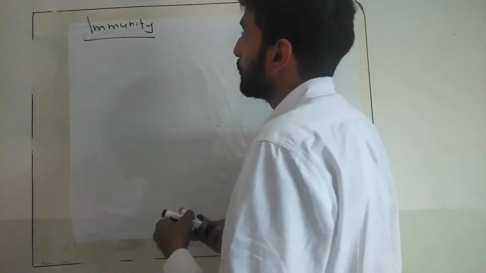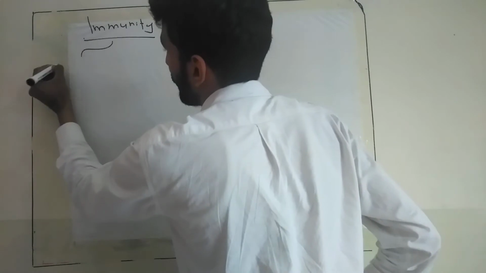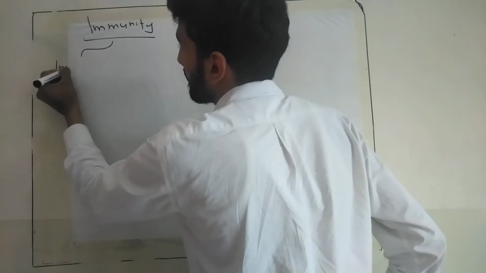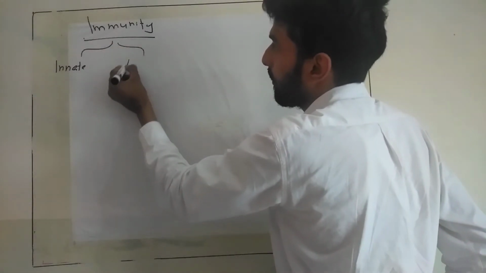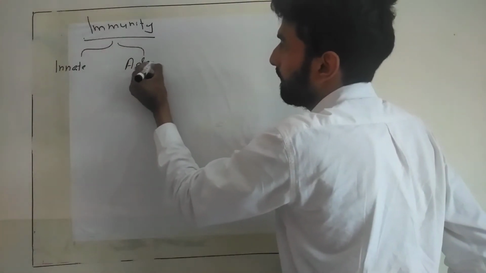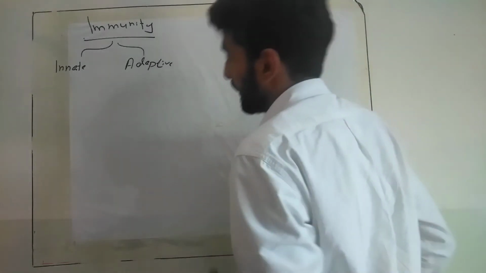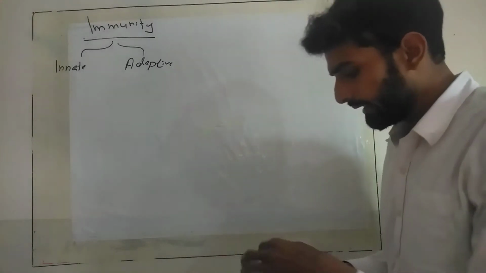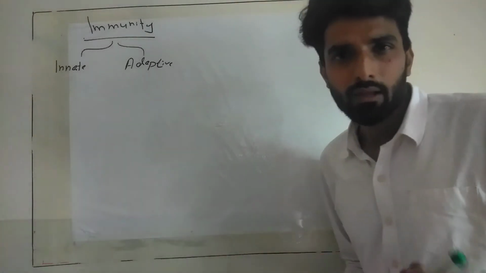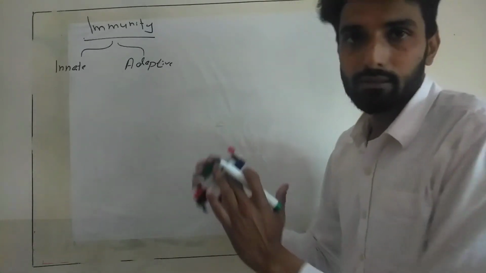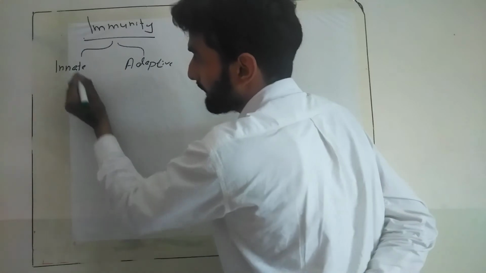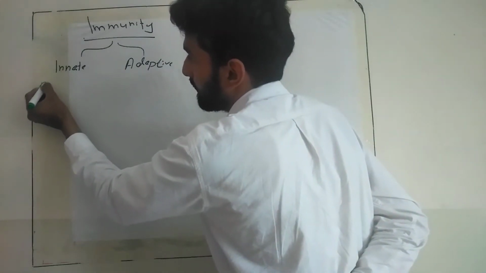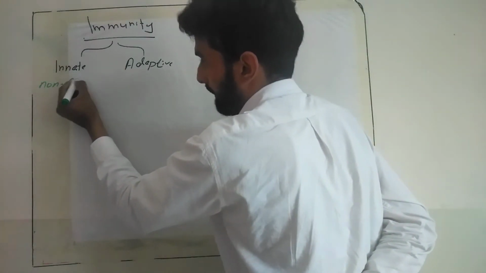We know that there are two basic types of immunity. The first one is innate immunity, and the second one is acquired or adaptive immunity. Okay, so innate immunity is the immunity that we have from birth. We have this immunity at the time of birth, and it is very non-specific. What is non-specific? I will explain it.